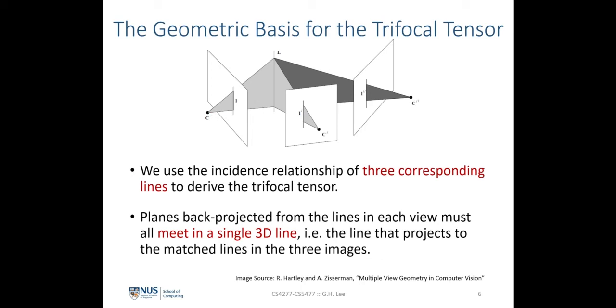And since there are 3 different views which see the line respectively, what it means is that these 3 different planes that are back projected from the respective views are all going to intersect at a unique 3D line in the 3D space, which is shown by this line over here. And we'll make use of this particular relation to derive what we call the trifocal tensor.